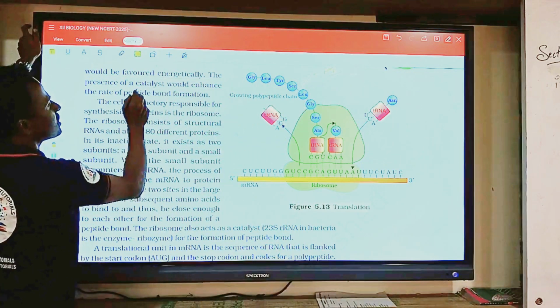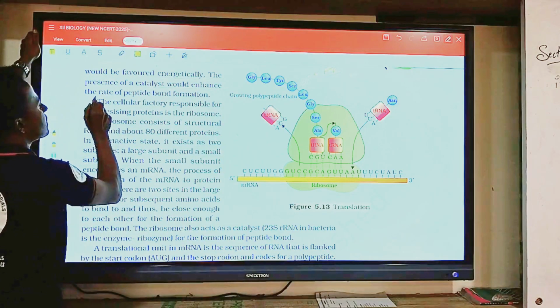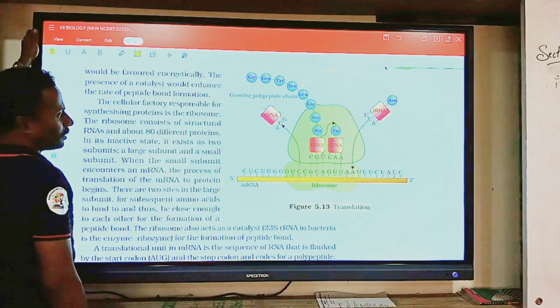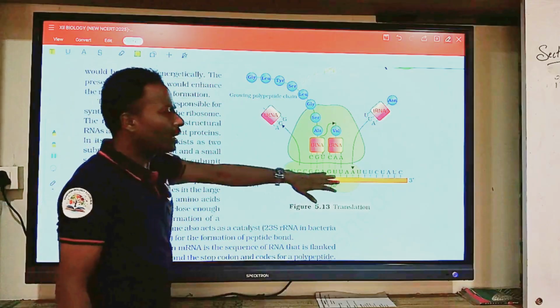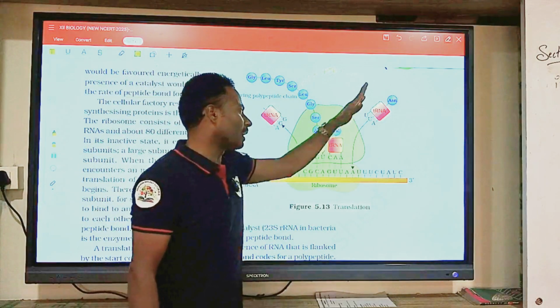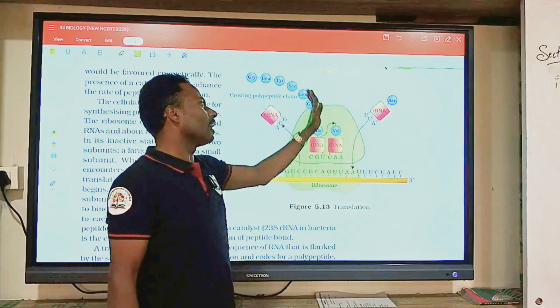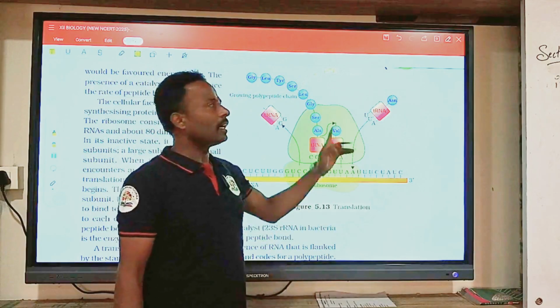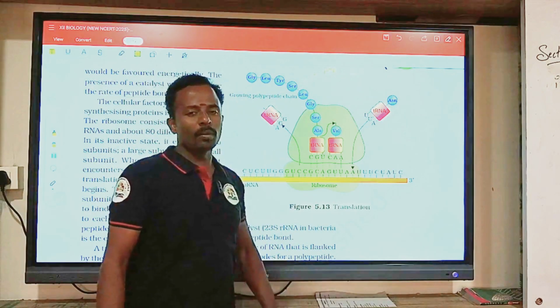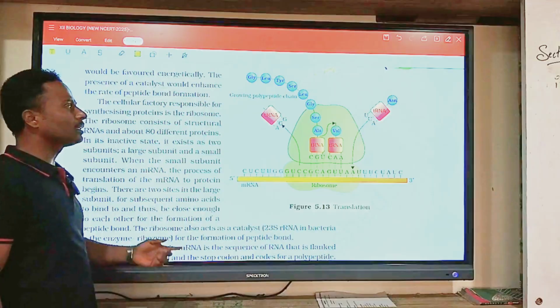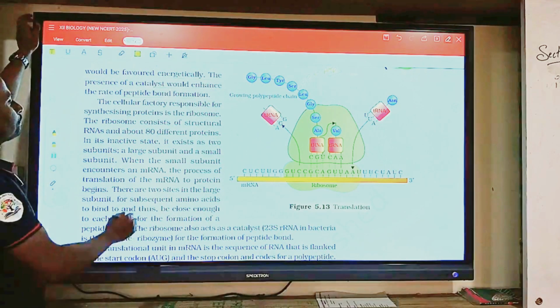The presence of a catalyst enhances the rate at which the peptide bonds are formed. So when this codon is read, the tRNA automatically binds and forms the amino acids. These amino acids are joined with the help of peptide bonds and complete a chain-like structure.